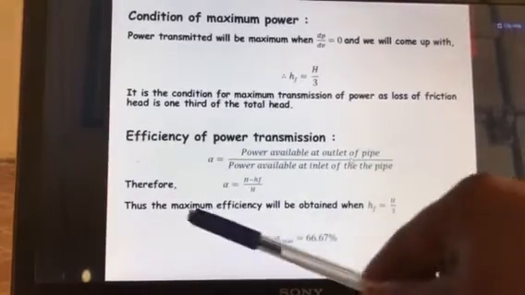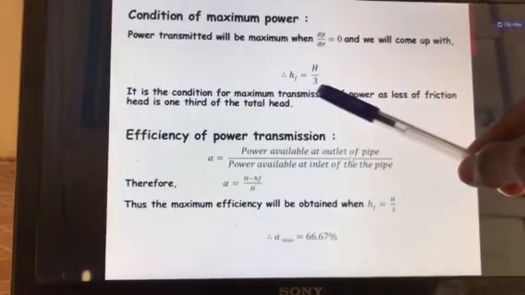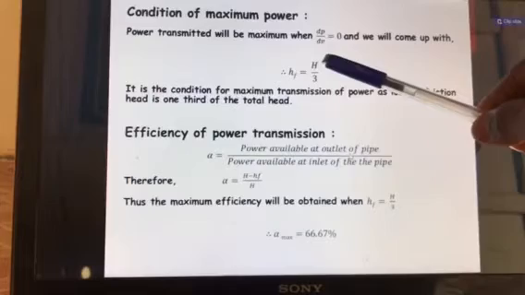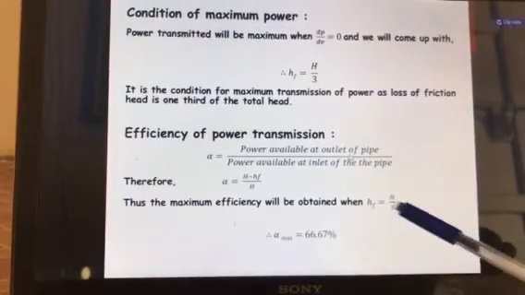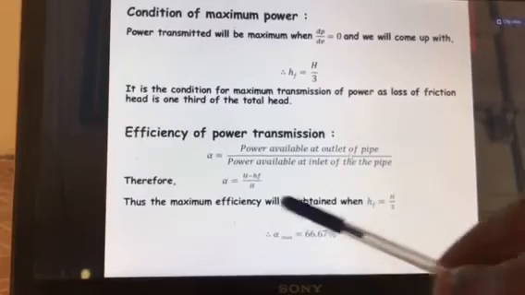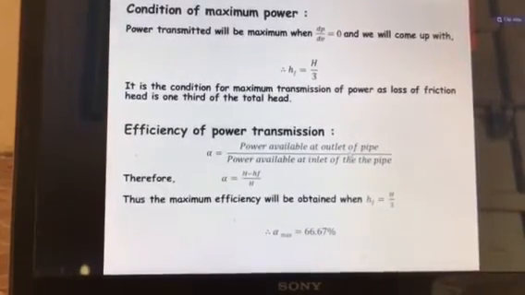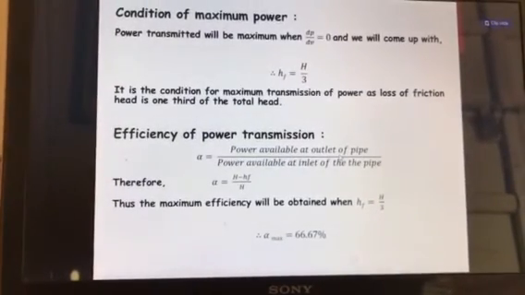Okay, but the maximum efficiency will be obtained when HF is equal to H by 3. HF, the head loss, is equal to 1/3 of the total head, then you will get the maximum efficiency. So by putting H by 3 into this equation, you will get the maximum efficiency of 66.67%.